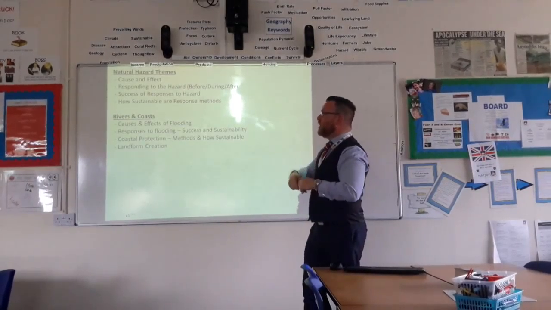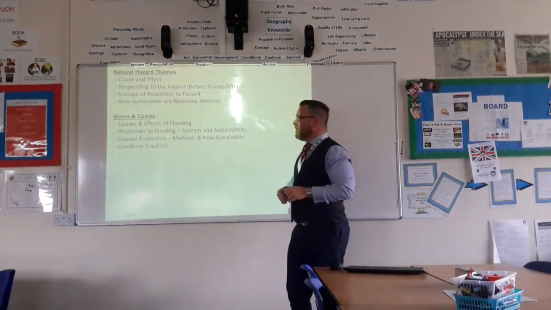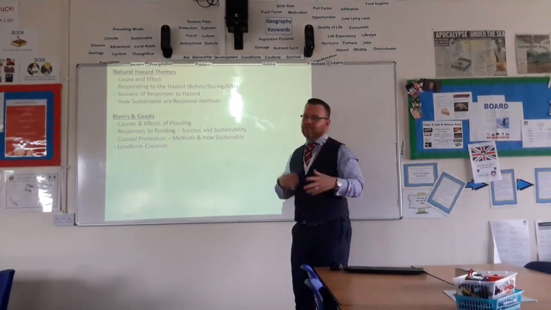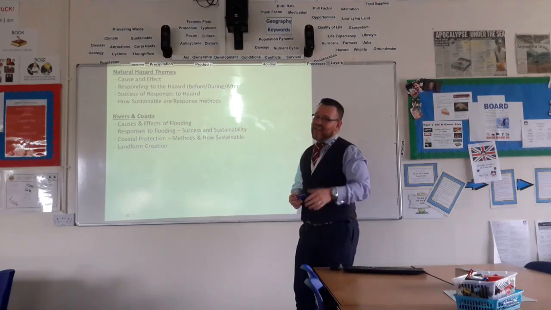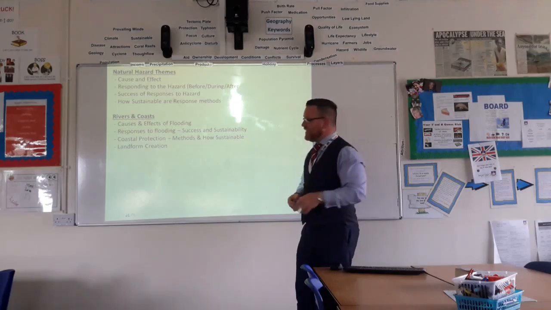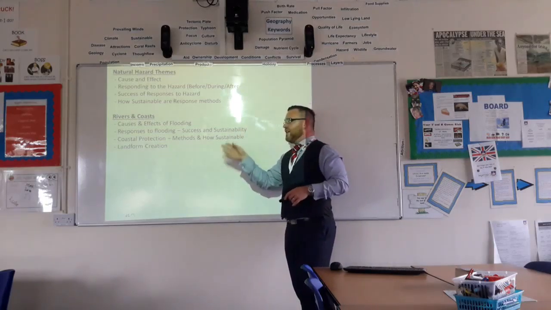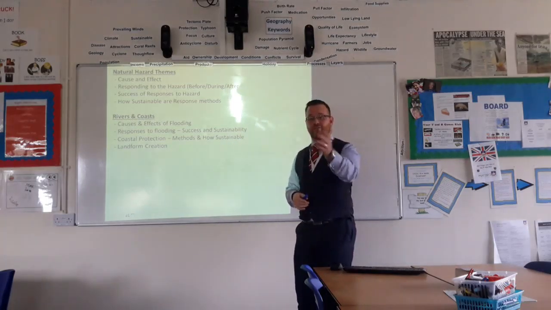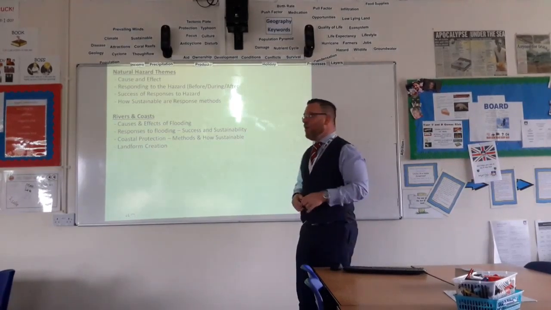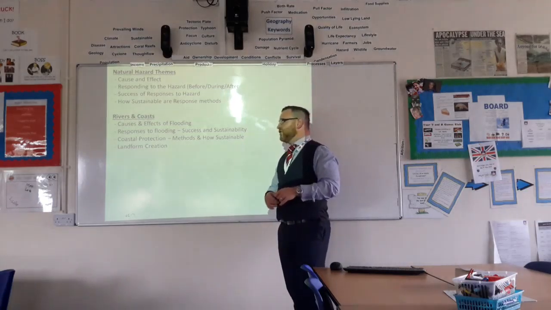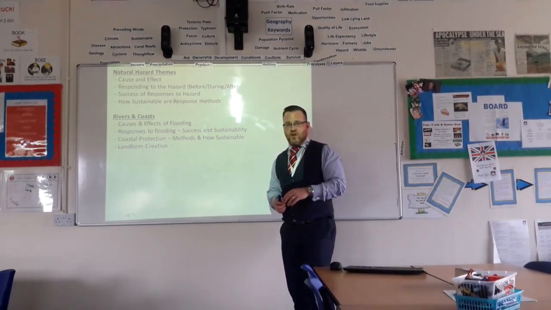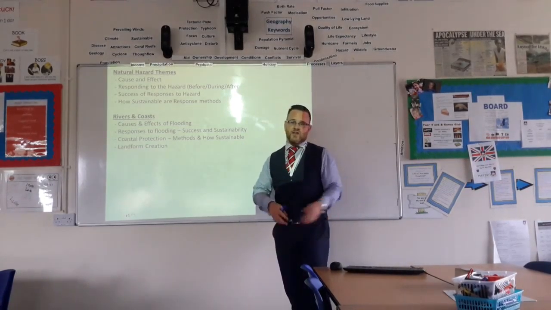In terms of rivers and coasts, if it's flooding, obviously causes and effects of flooding is quite a common one. Boscastle and Bangladesh would be your 2 to choose from. Responses, so the success, the methods that they used, how successful they were, and also how sustainable. Again, one of our model answers, your model answer that's in your case study booklet is 1-4, how sustainable the methods are. And then coastal protection, usually what methods have been used and how sustainable are they, hard engineering, soft engineering.